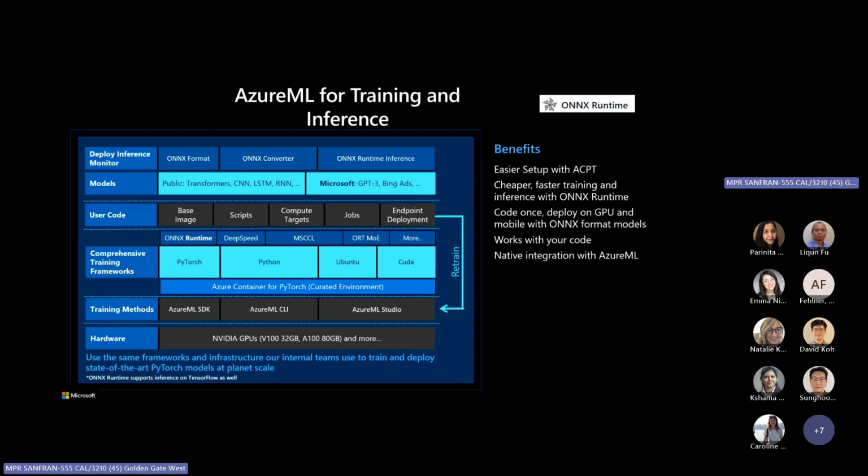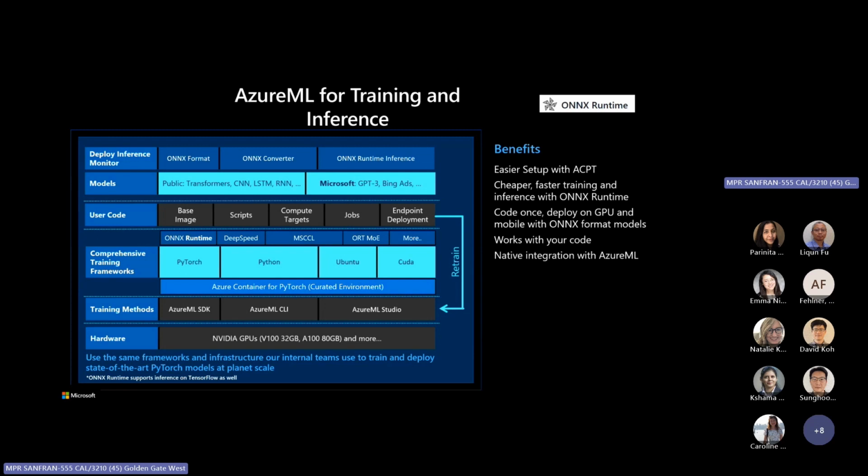Then, you have the hardware, and you need an environment to run your code on. The environment which we are using here is the Azure Container for PyTorch, which already contains the latest versions of PyTorch, Python, Ubuntu, and CUDA, based on the GPUs which you're using. It also contains all the latest technologies, including ONNX Runtime, DeepSpeed, MSCCL, which is a variant of NCCL for faster communication between GPUs, then the ORT MoE, and many more things.